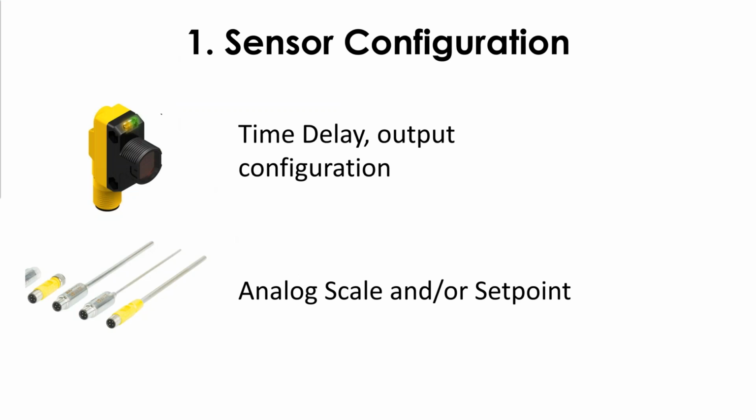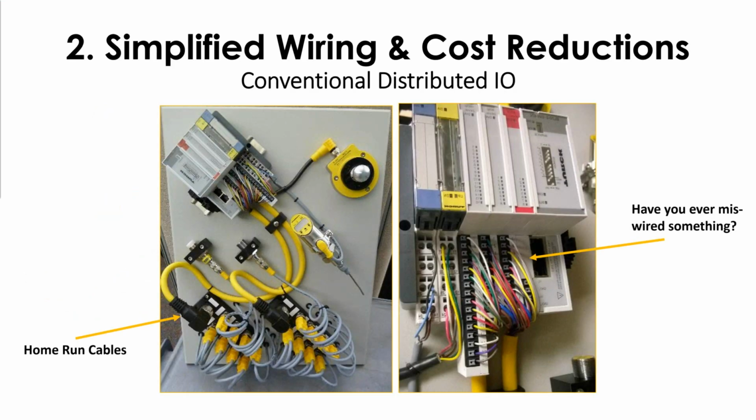All right, so 1 is sensor configuration. 2 is saving wires and saving money. Besides just the data, we can now deploy things and save money just in the implementation. So this is an example of our tried and true way we've done things with just discrete and analog I/O.